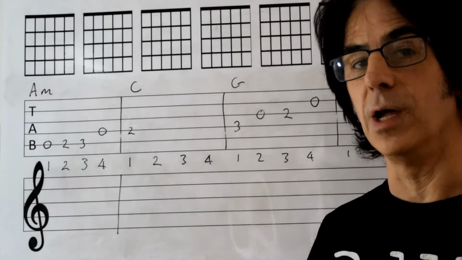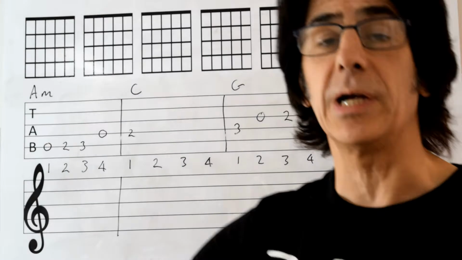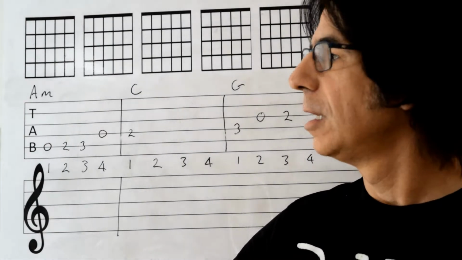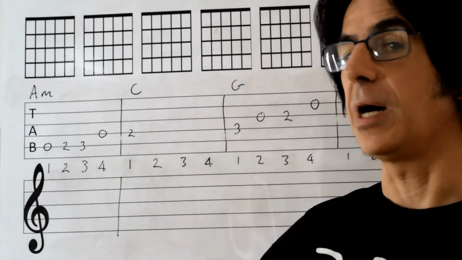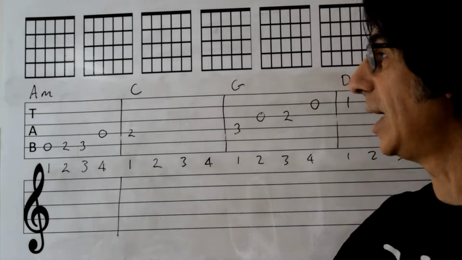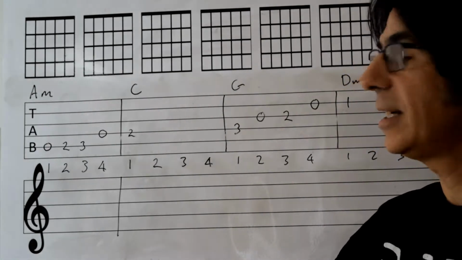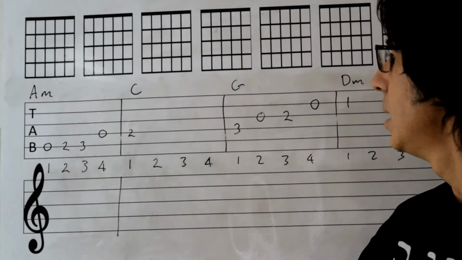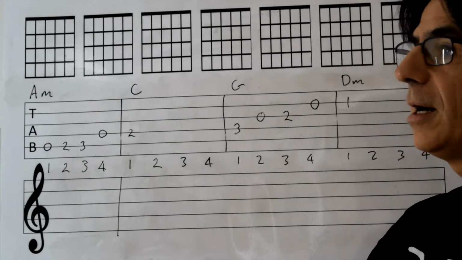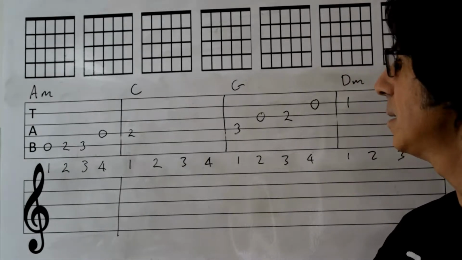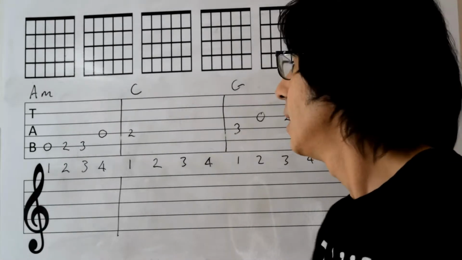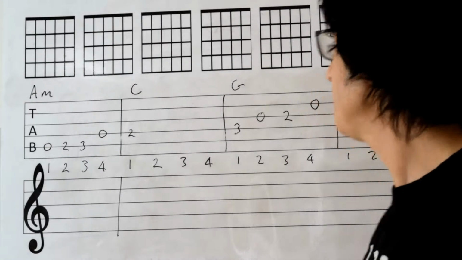Let's have a look at how that works. So here's our chord progression again. The A minor, the C, the G, and the D minor. And here's how the melody sounds over the top of that. La da da da da. Da da da da da. Da da da da da. Da da da da da. Okay, so we can see that that kind of fits really.